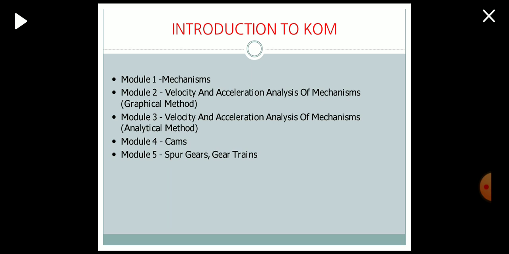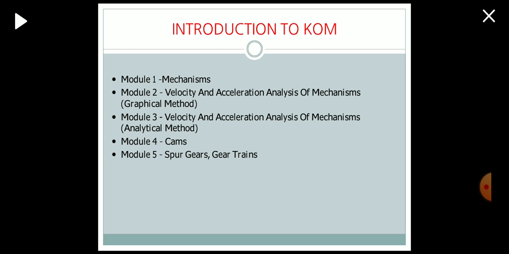In module 4, we will see cams. These cams are like valves which operate a machine. If we have any openings or doors in any machine, the cam will operate it and set the timing. We have to set the timing to open the valve and to close the valve. So the opening and closing of any valve in any machine is done by cams.